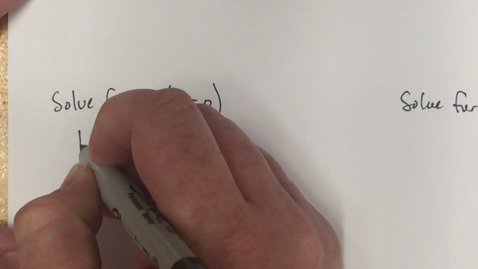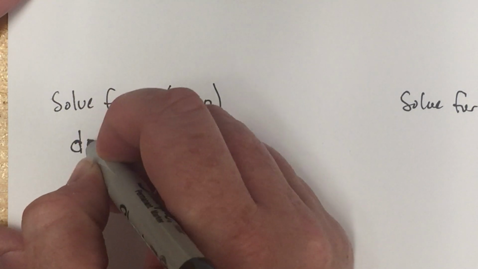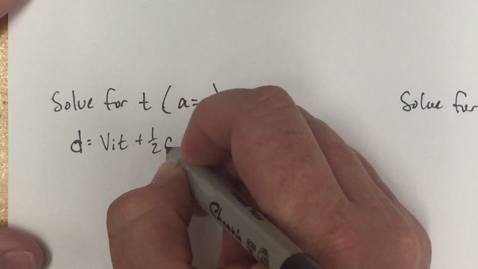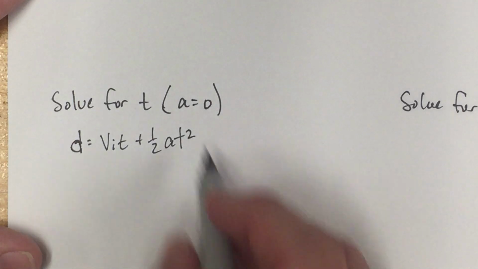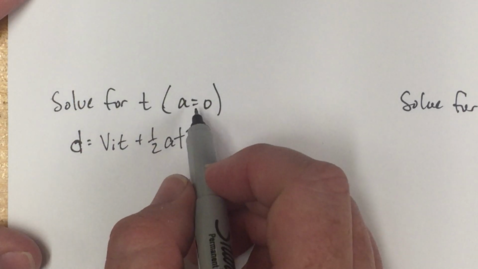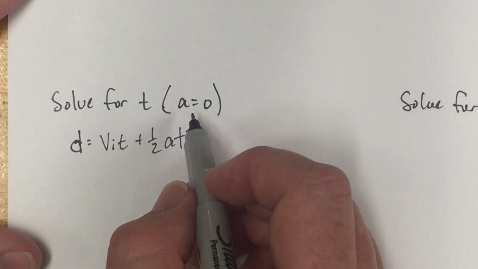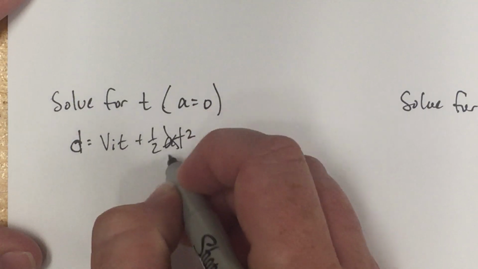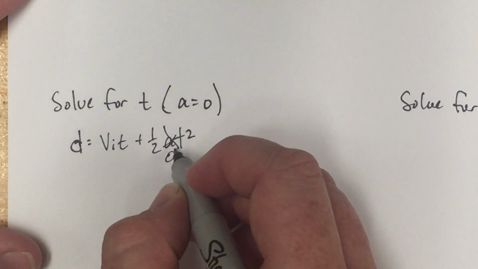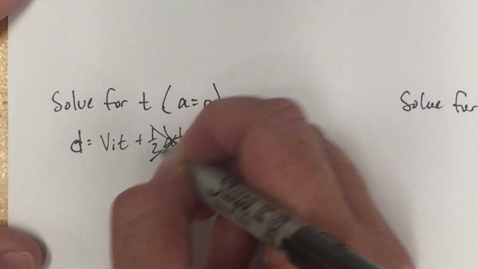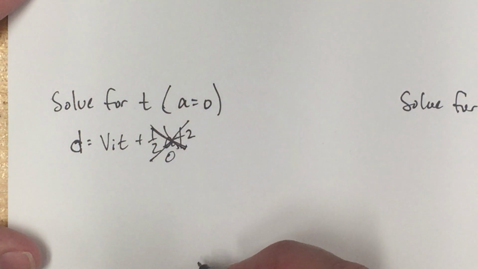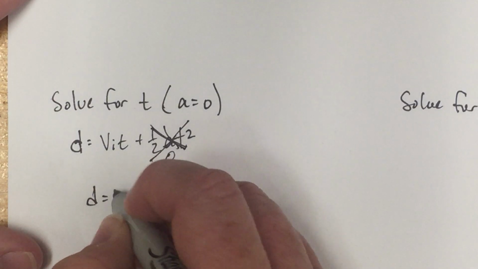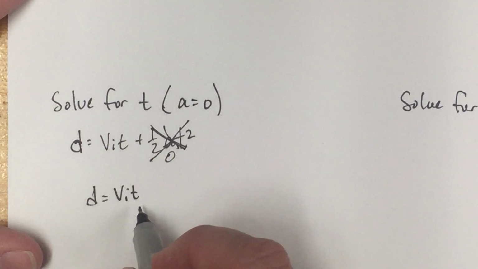So if you have a problem that says that you don't have any acceleration, D equals VIT plus 1/2 AT squared, and A is 0, you're at a constant speed, you don't have any acceleration. Well, if this becomes 0, 0 times anything is still 0. So you get rid of this whole part of the equation when A is equal to 0. So then you just have D equals VI times T.